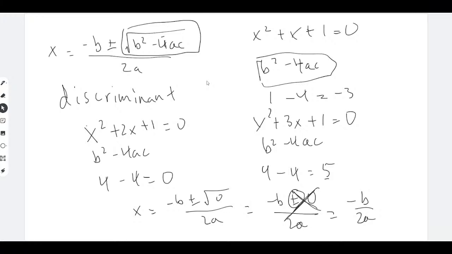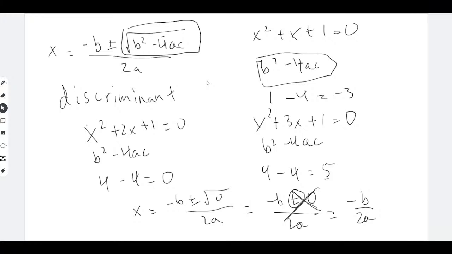So basically, if your discriminant is 0, then you're only going to have one real solution of x. Does that make sense? Yes. Okay.